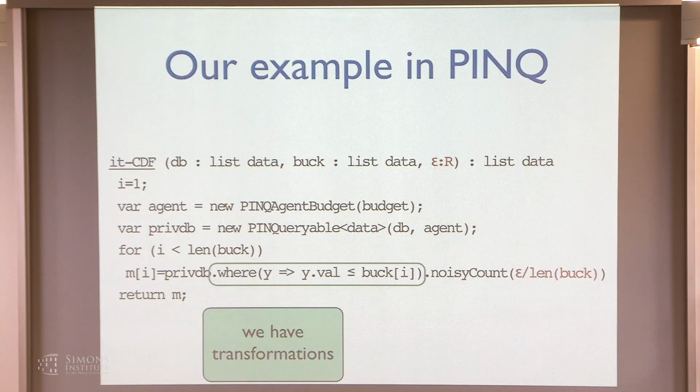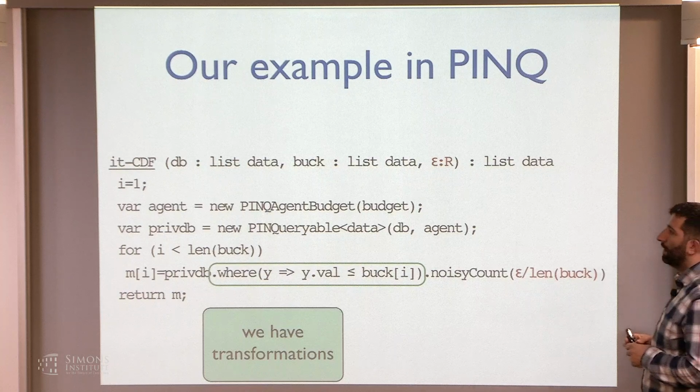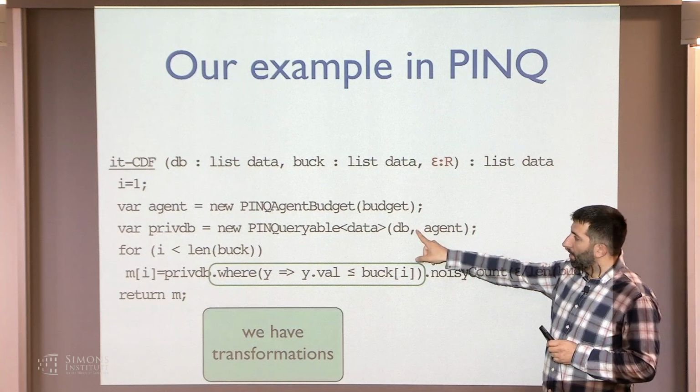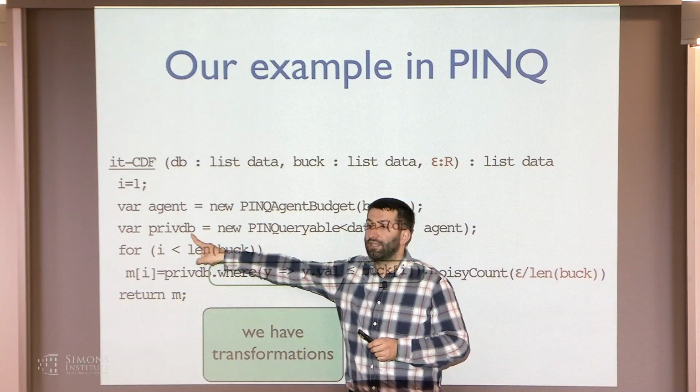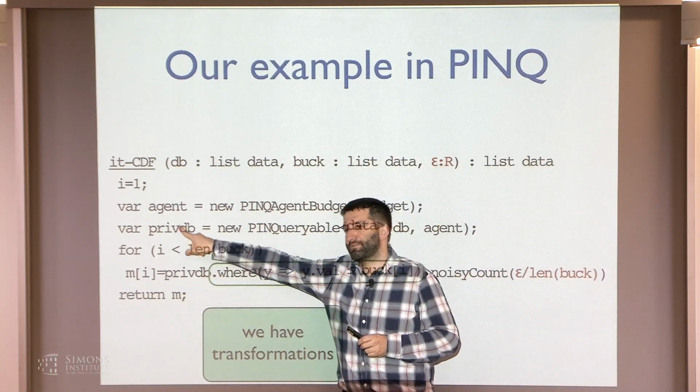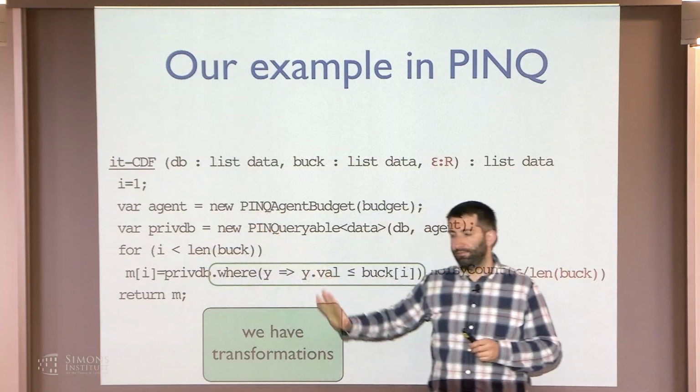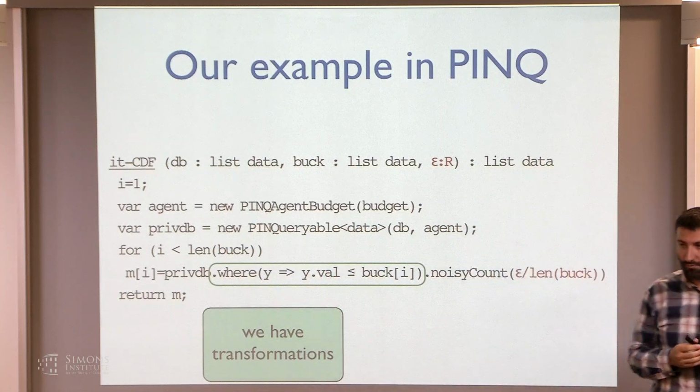And then... Just a question. Then you wouldn't pass around the agent variable. You just keep privdb as the thing. Yes, exactly. From now on, the only variable we will use is this privdb. And behind the scenes, there's this agent that's tracking the budget consumption. Exactly.